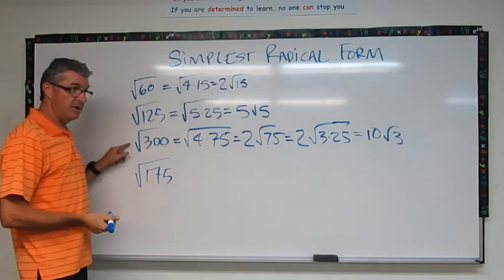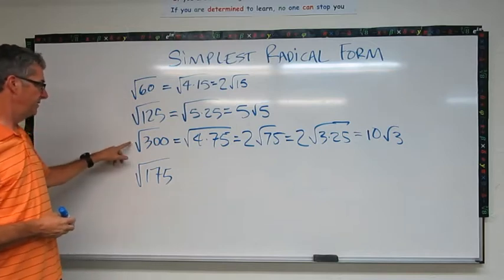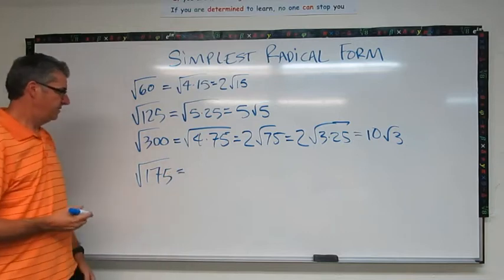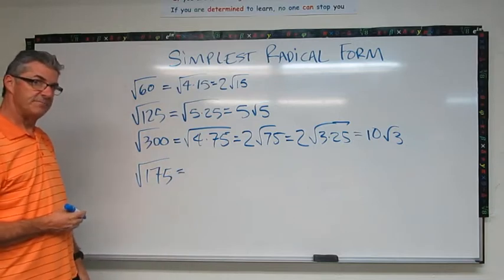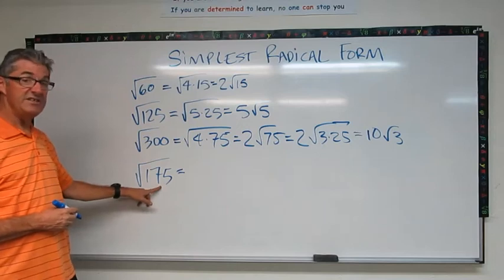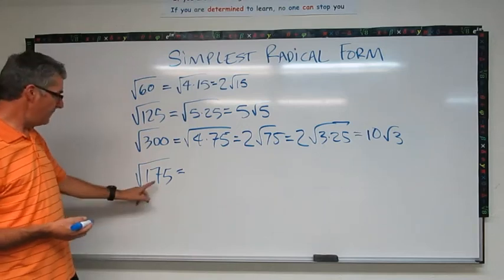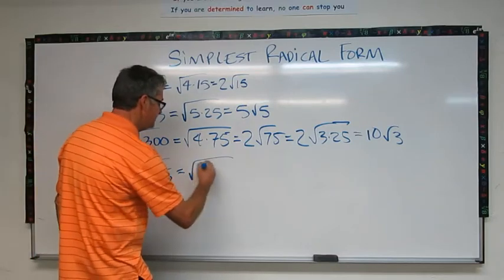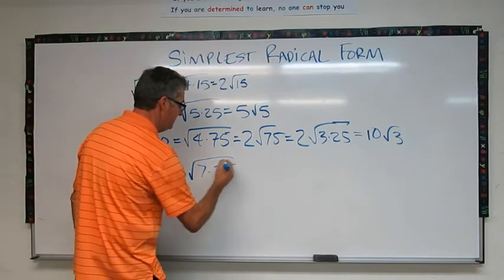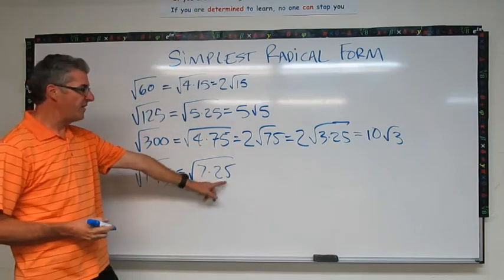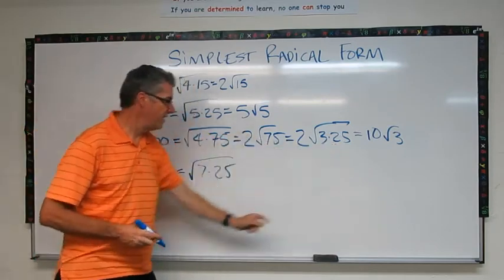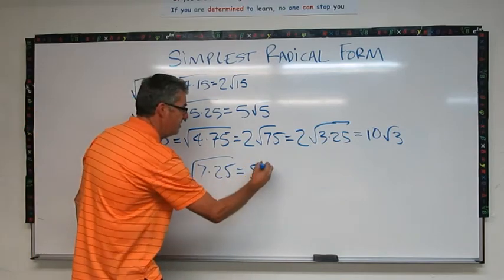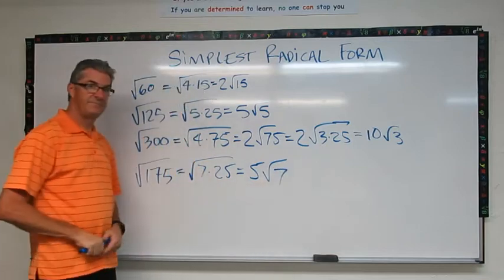So this problem, a little bit more complicated. Let's try root 175. What does that do? How can you factor that? Well, 175 is some multiple of 25. How many 25s go in there? 7. So this is 7 times 25. Now this one, we have 25 again. We know that the square root of 25 is 5. So that comes out as 5 root 7.